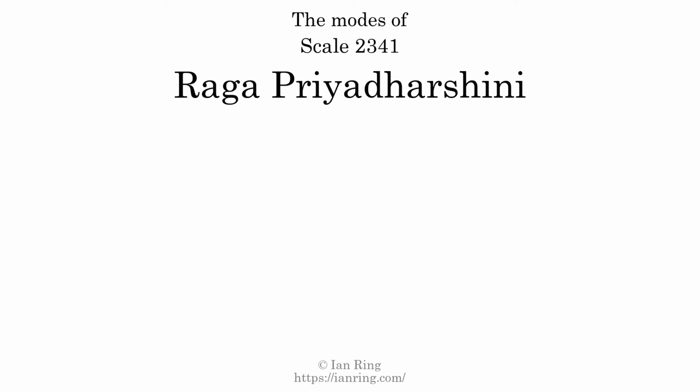This scale has 5 modes. The first mode is itself. The second mode is scale 1609, also known as theratonic. It sounds like this.